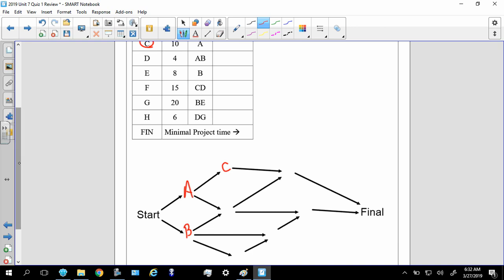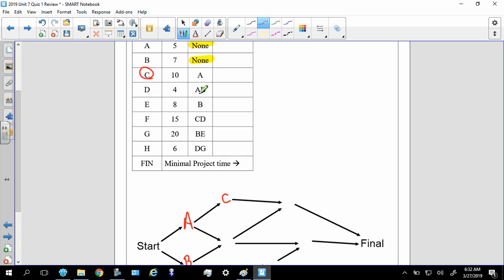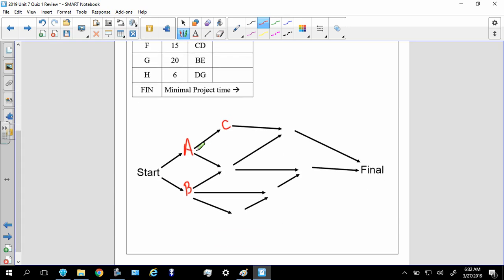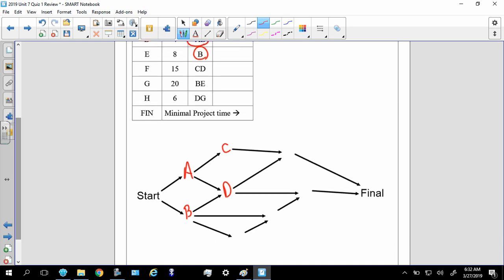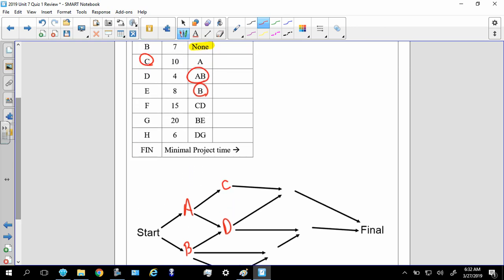There you go. D, notice that A and B are pointing to D. That's got to be D because that's the only place where A and B are pointing to. All right, so let's see. Next is E. E is pointing to B. That's the only thing pointing, so I'm going to put that there. Notice how everything like A, B, C, D, E, everything's kind of going in order.